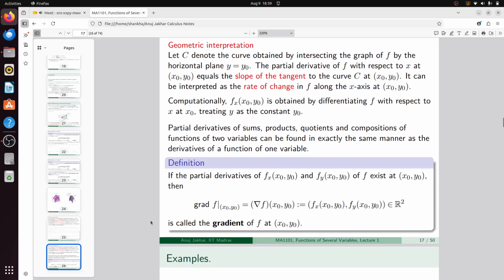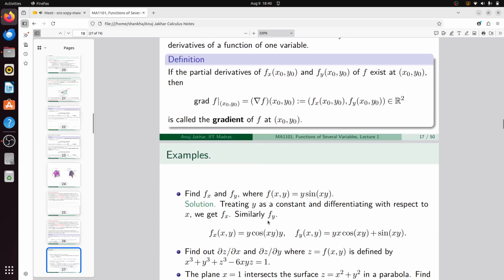So the gradient of f is del f del x at x0, y0 plus del f del y at x0, y0. These three terms, gradient, divergence and curl, come up frequently in fluid dynamics as well as in vector calculus.